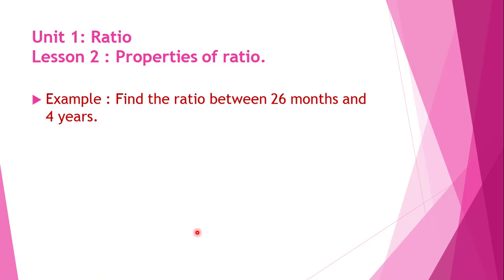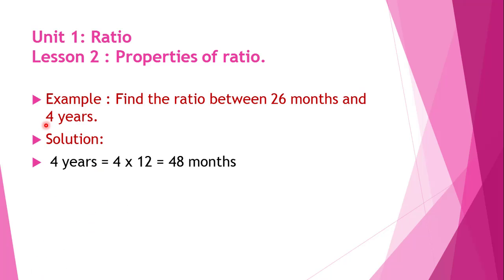Let's take an example. Find the ratio between 26 months and 4 years. Here we have two different units, month and year. So I should convert one of them to the other. It's better to start with the greater unit and convert it to the smaller unit because multiplication is easier than division. So I'll convert 4 years to months. Do you remember how to convert? I'll multiply by 12 because each year has 12 months. 4 times 12 equals 48. Now we have 4 years is 48 months.